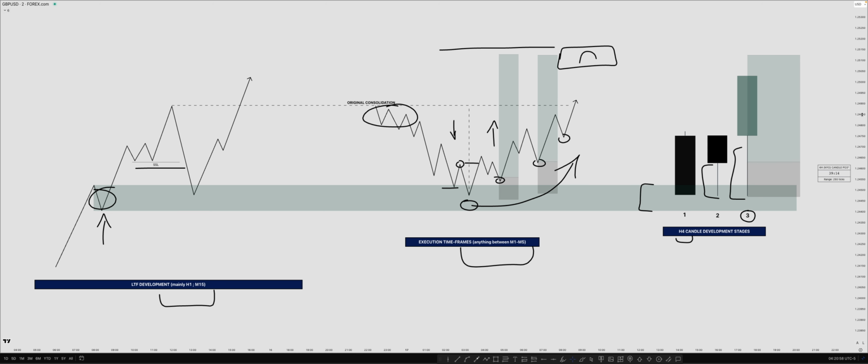So these are the core foundational rules, core foundational structures, what's taking place on all of these lower timeframes and execution timeframes, what you need to look for, and how those really high probability entries happen.